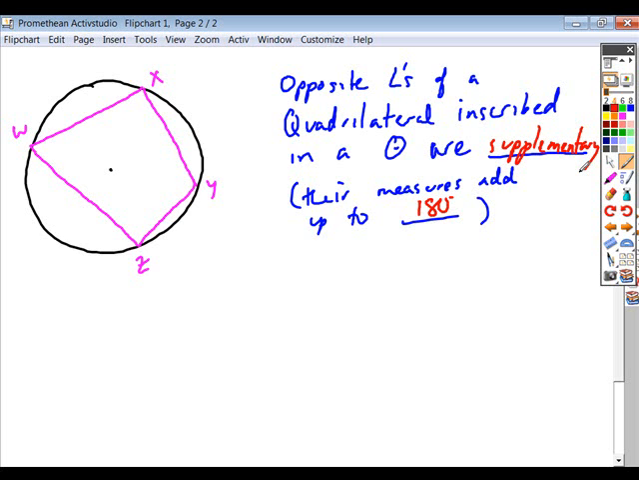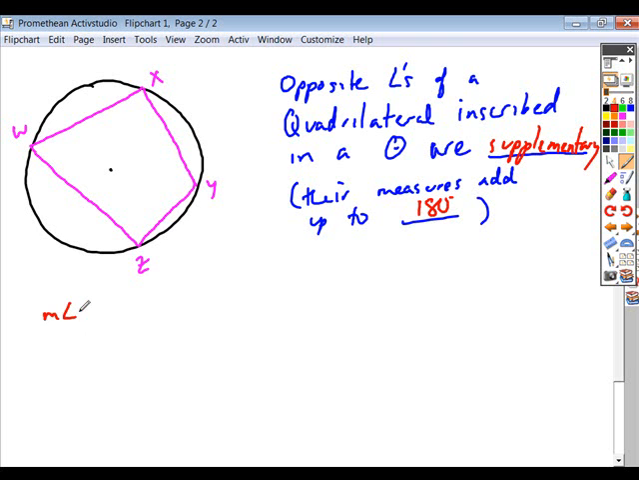Okay, so these opposite angles are supplementary only if they're inscribed in a circle. If it's just a regular quadrilateral, with no other restrictions, then there's no specific relationship other than all the angles add up to 360. But if they are inscribed in a circle, let's take a look at this.